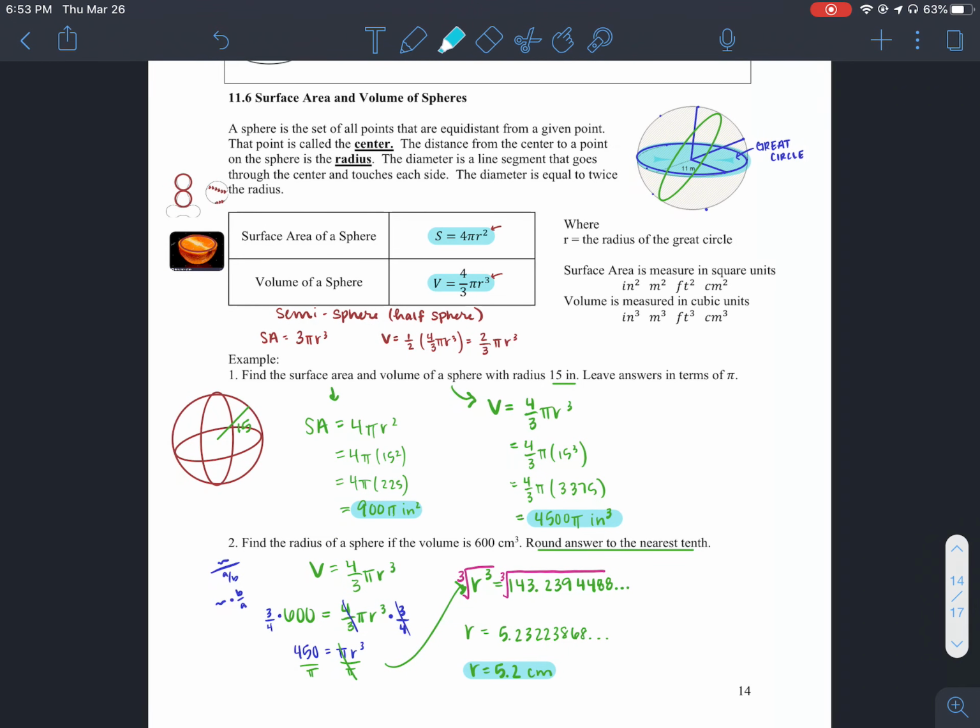So surface area and volume of spheres, we have our formulas. You have your semi-spheres. Those will pop up most likely in a composite figure of some sort, where you have a sphere on top of like a cylinder or a sphere on top of something else.